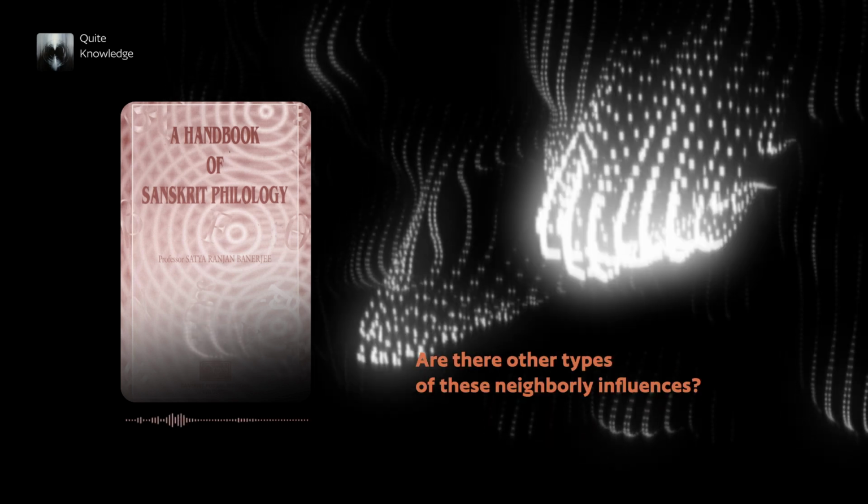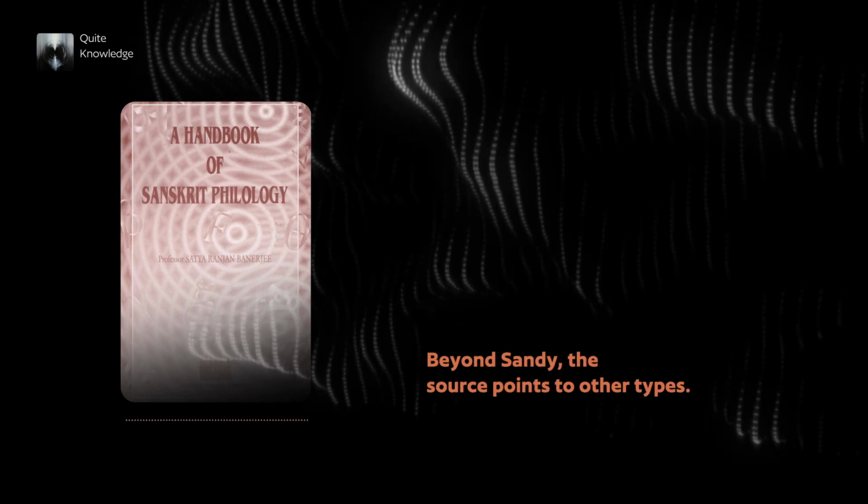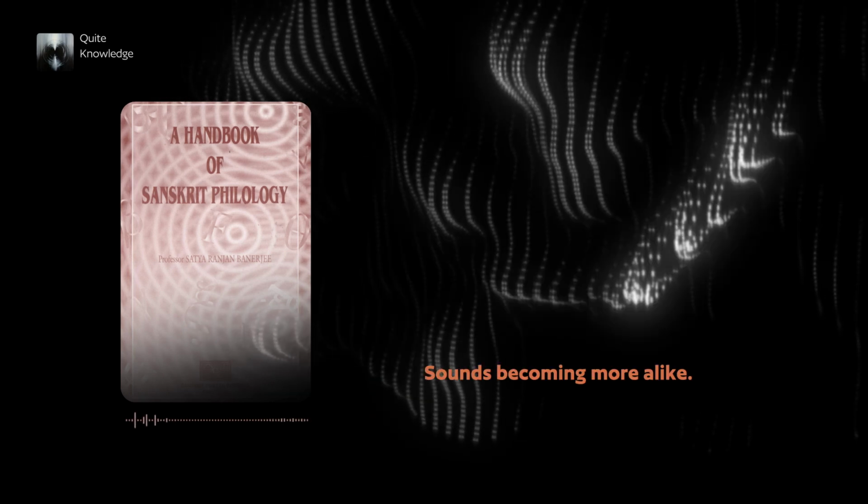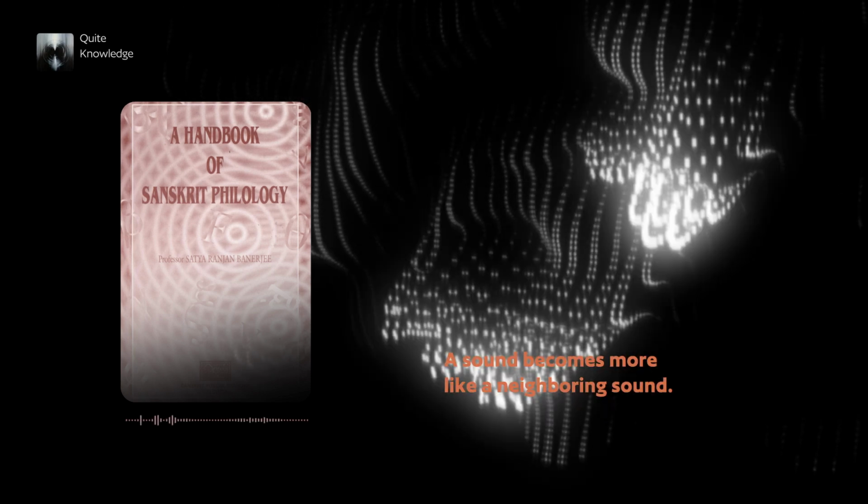Okay. Are there other types of these neighborly influences? Oh yeah. Beyond Sandhi, the source points to other types. A very common one is assimilation. Assimilation. Sounds becoming more alike. Precisely. A sound becomes more like a neighboring sound.